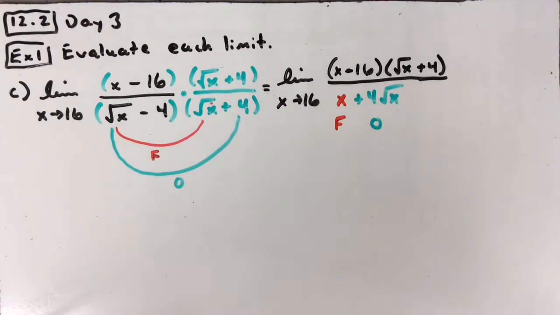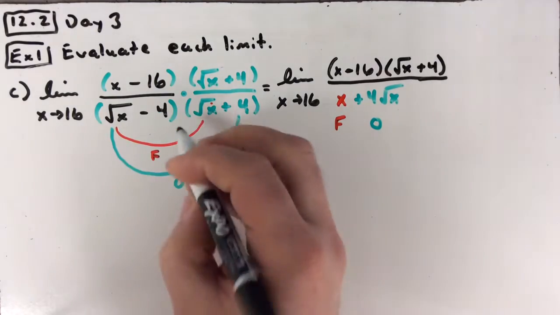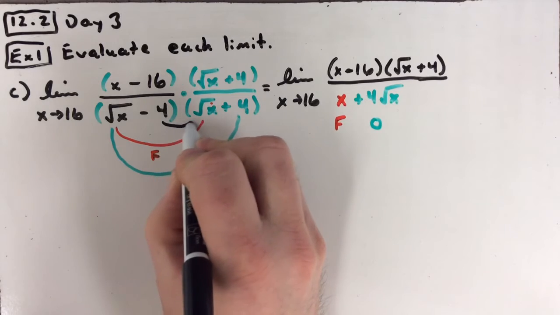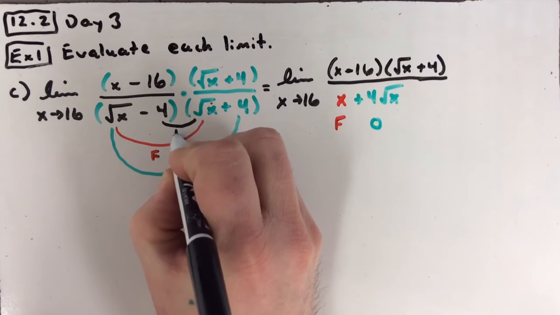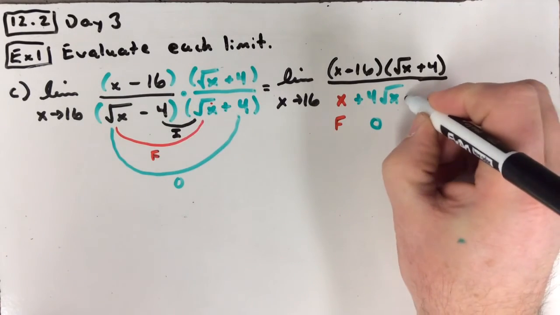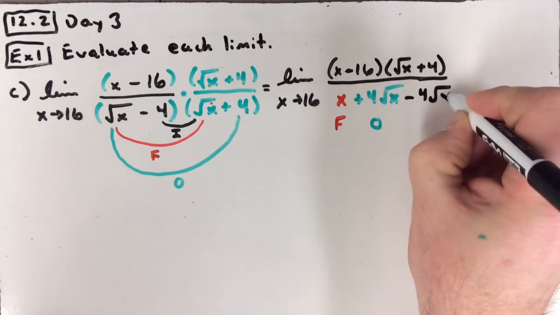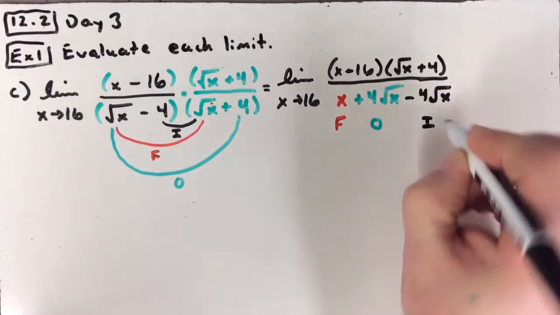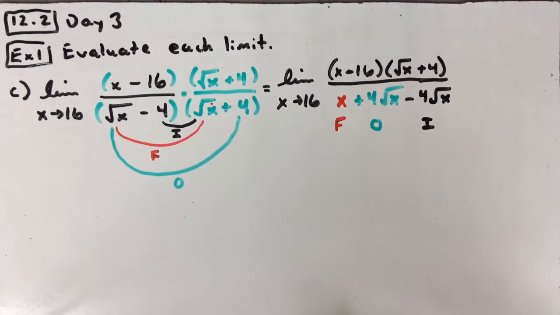Next, I'm going to multiply our inside terms together. The inside terms are these two right here. That's the I part of FOIL, that's a -4 times the square root of x. Again, that's a number and a square root, so we can't really multiply them together. We just need to write them down next to each other. So -4 times the square root of x is what we get for the I part of FOIL.